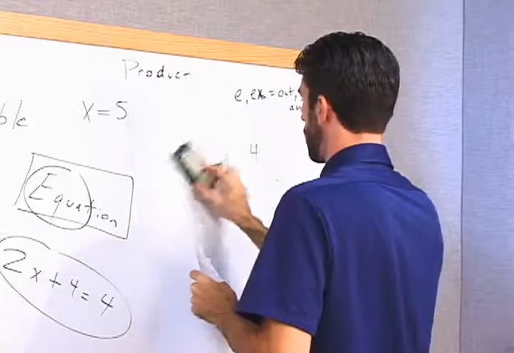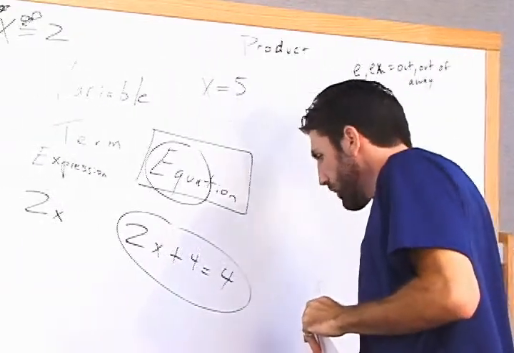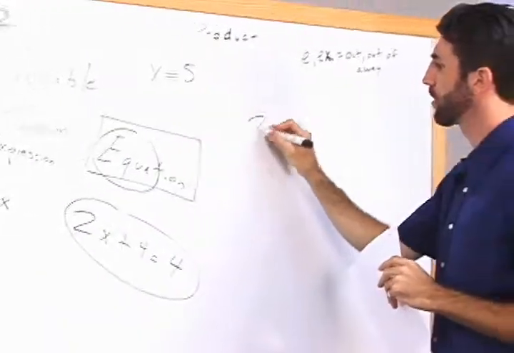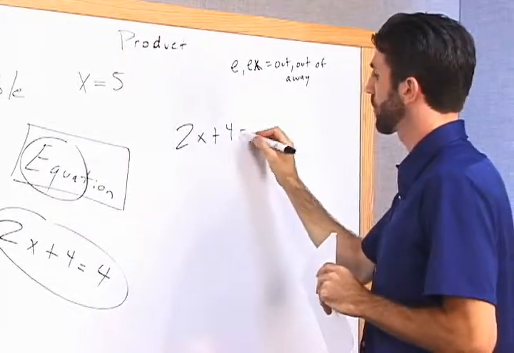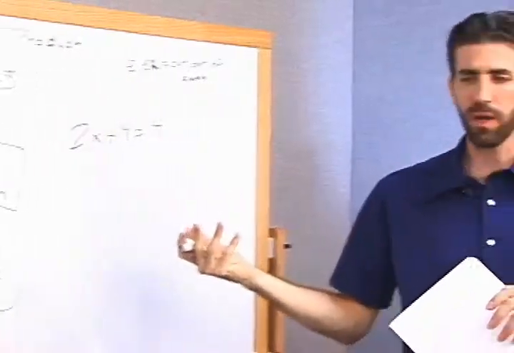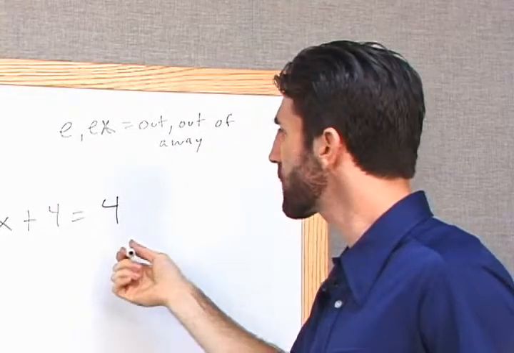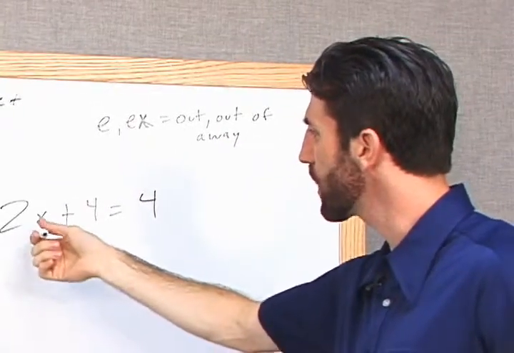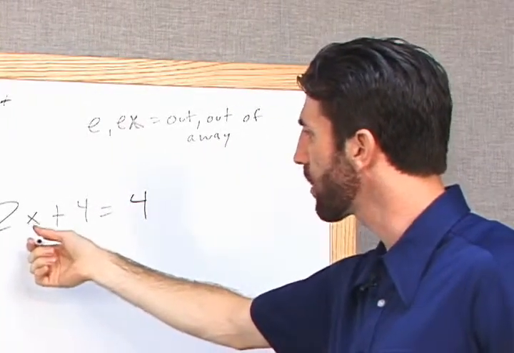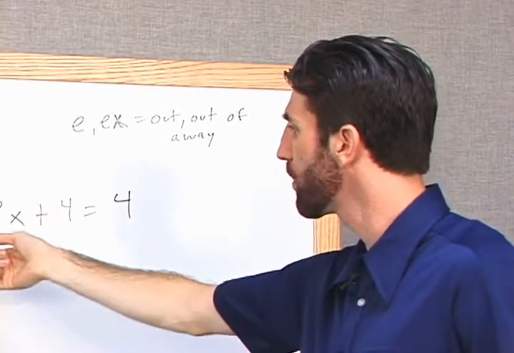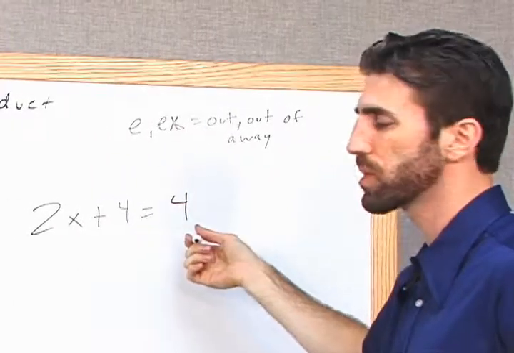Now we're going to come back to our equation. 2x plus 4 equals 4. Well, now you're saying, well, we already have the answer. The answer is 4, right? But let's say we want to figure out what this number is. What is the number times 2 plus 4 that yields this answer?